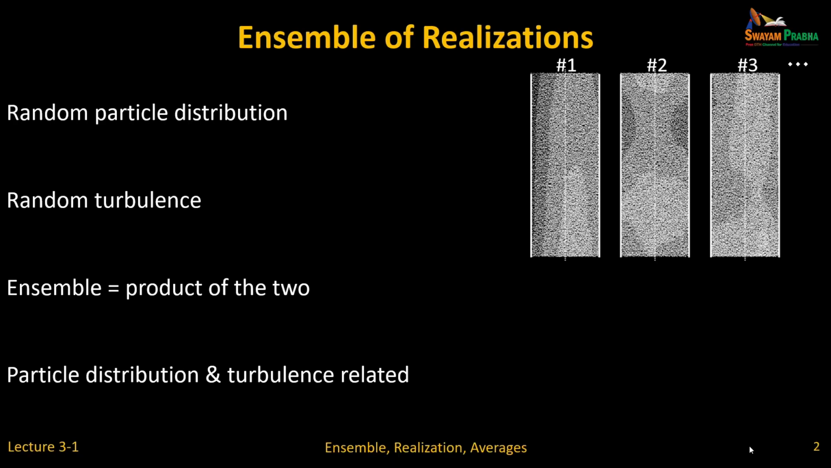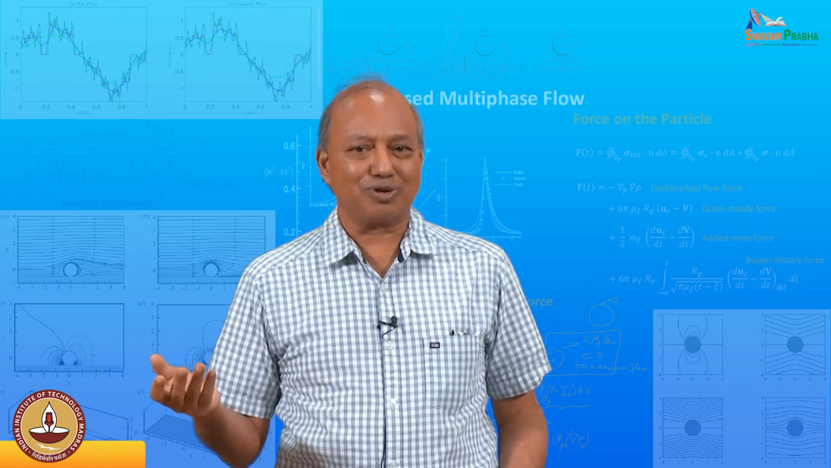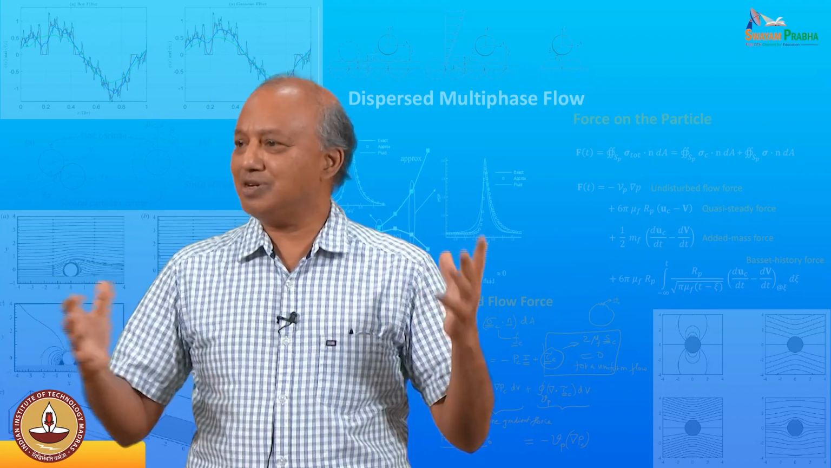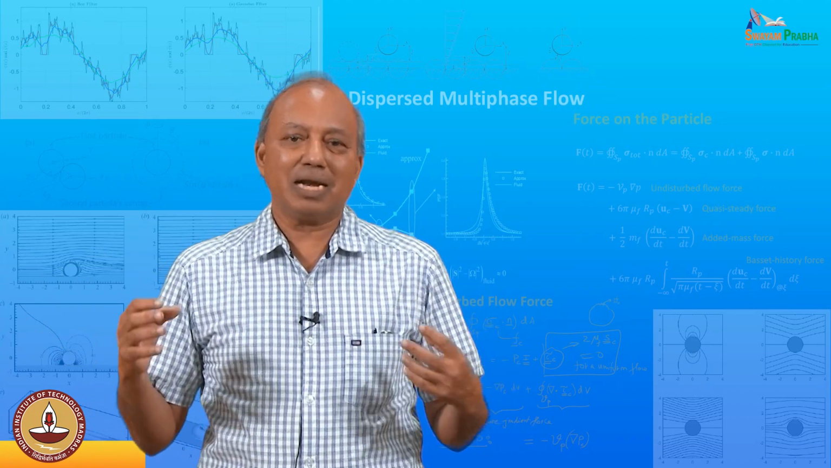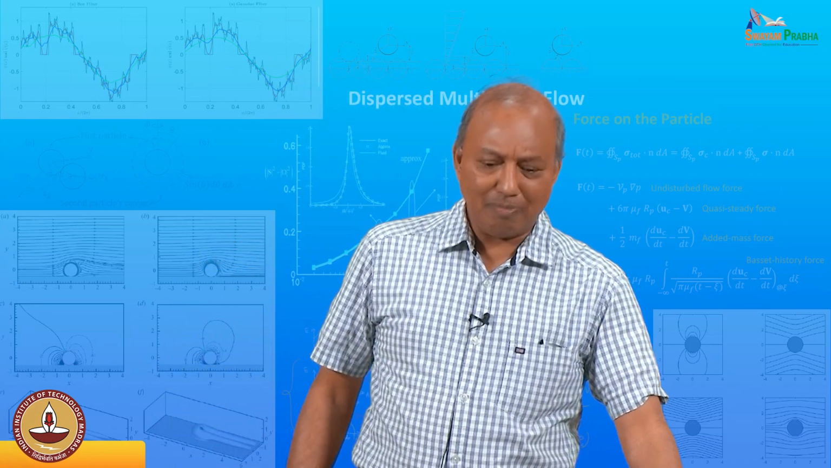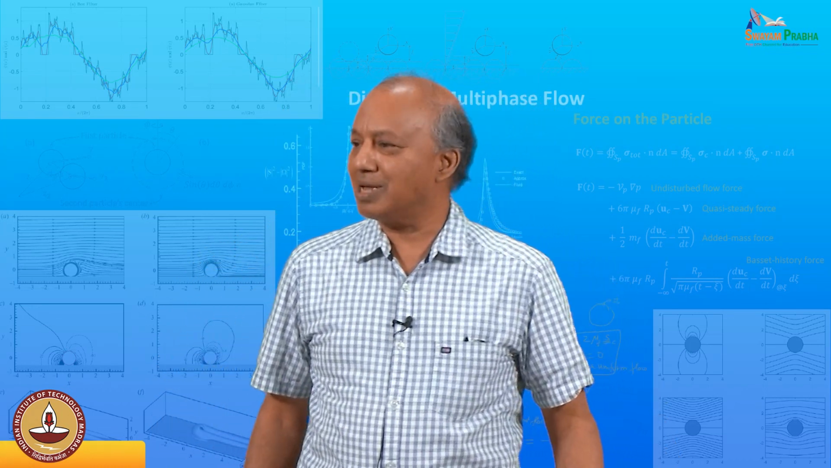One, turbulence, and on top of this, particles being randomly distributed in that turbulence. That's why I said the ensemble is the product of the two, and they are also going to be related in a way. More particles could create more turbulence, which could spin out particles, and so on. So it's not like they are decoupled, but at least I want you to think in terms of that: turbulent multiphase flow can be doubly more complicated.